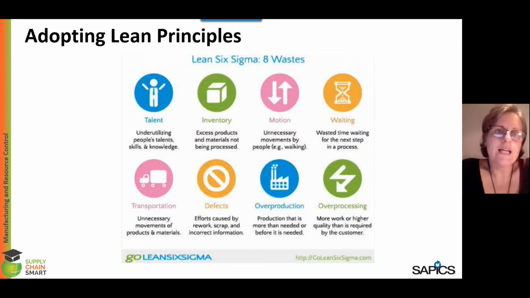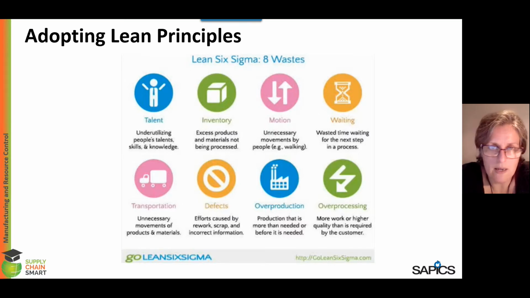The talent, underutilizing people's talents, skills, and knowledge. If you've got people in your plant or in your business who are sitting idle, who aren't maximizing their time, it's important to understand this, because if they're not adding value, you will waste money on salaries and wages. So it's important that in your talent process, you understand the utilization and the roles and responsibilities of your people to make sure that you are not underutilizing them, but also to make sure you're not overutilizing them so they become stressed and unproductive. So managing people's time is an important component of lean thinking.